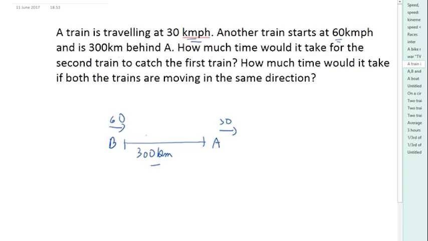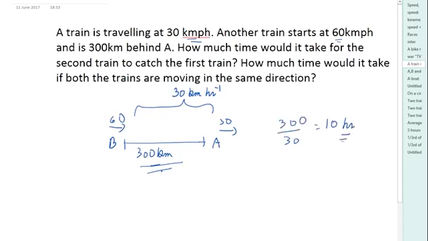So if both are moving in the same direction and A is ahead by 300 kilometers, so we know the relative velocity. The one behind is at 60, the one in front is at 30. So the relative velocity with which B is catching A is 30 km per hour, and it needs to cover 300 kilometers. So the time it will take is 300 by 30 or 10 hours, right? So it will take 10 hours.